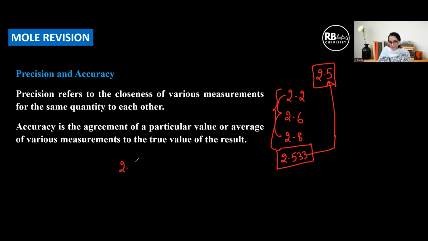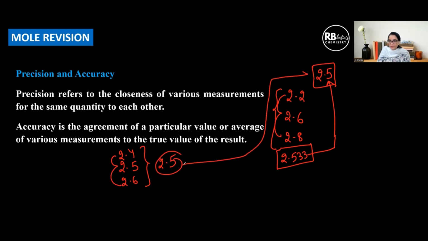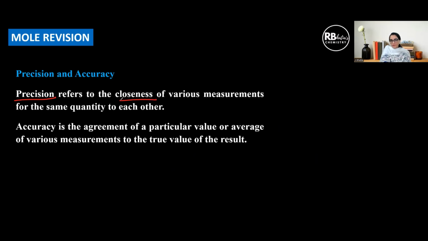But in case somebody had taken measurements as 2.4, 2.5, 2.6, the average of these would have come out to be 2.5. So these would have been precise because they're close to each other, plus the average is close to the true value. Hence, we would say this measurement set is both accurate and precise. So I repeat, children, please remember, precision is the closeness of various measurements of the same quantity to each other, whereas accuracy is the agreement of a particular value or average of various measurements to the true value. I hope this is clear.